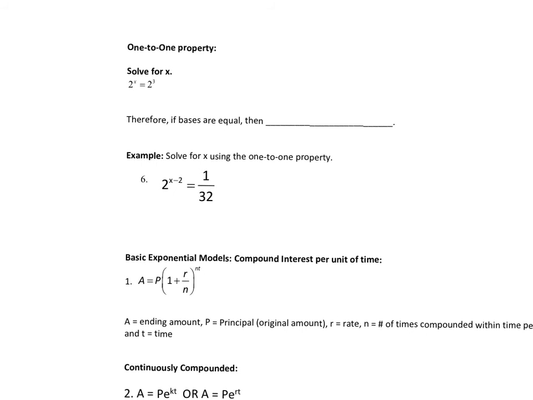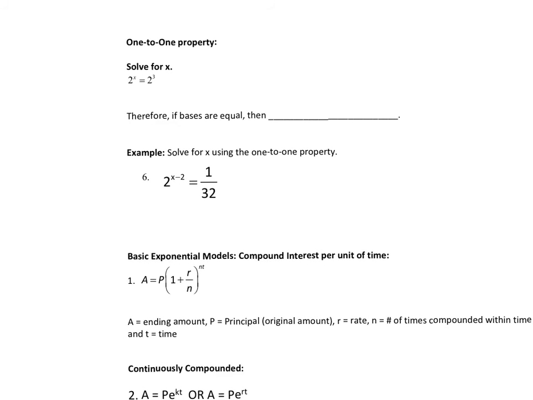Lastly, the one-to-one property for solving equations. Let's look, if we have 2 to the x equals 2 to the third, that's fairly straightforward, those exponents are going to be equal. So the one-to-one property says, therefore, if bases are equal, then exponents are equal. And this gives us a very, very easy way of solving not all, but some. And note, this is what's called biconditional, where if exponents are equal, then bases are equal as well. So that tells us, like with our example here for number 6, that if we get like bases, then we can set the exponents equal.